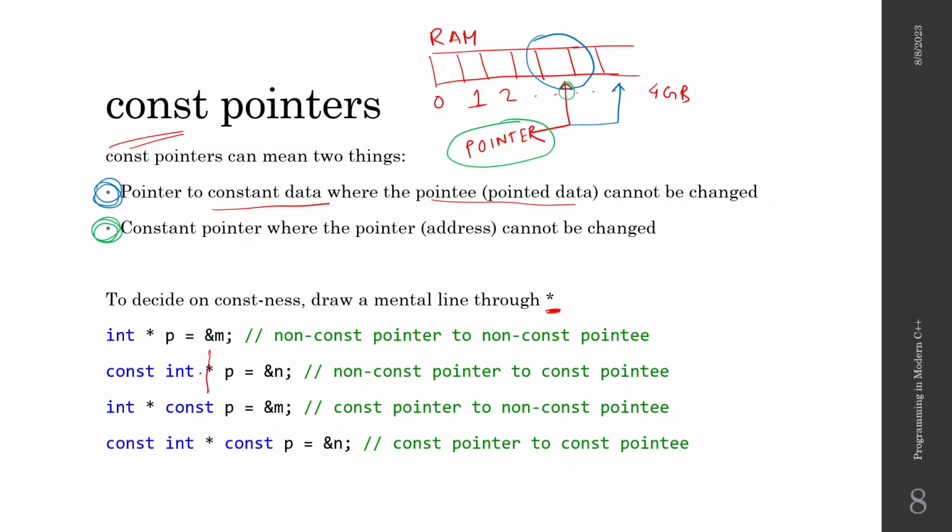In the second case, I will draw a line through the star. If the const is on the left of the line, then it is the first case: non-const pointer to const pointee. So this is the first case, and similarly this is also the first case.